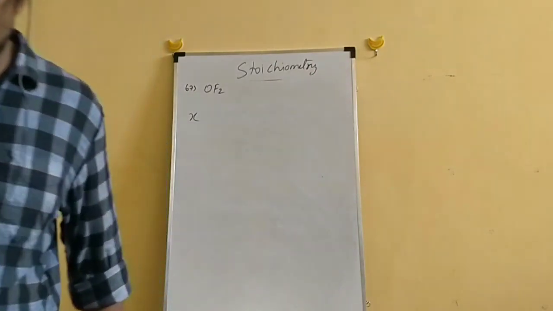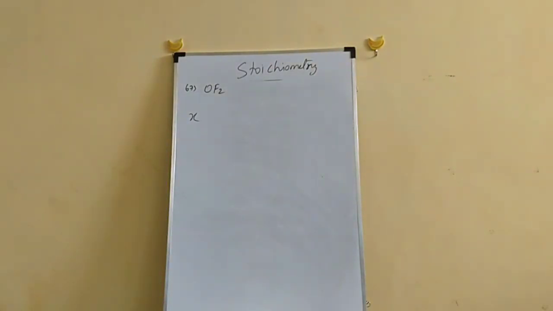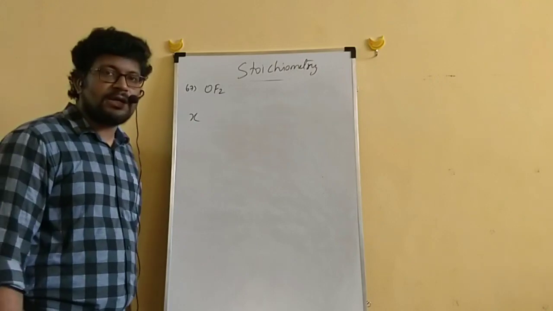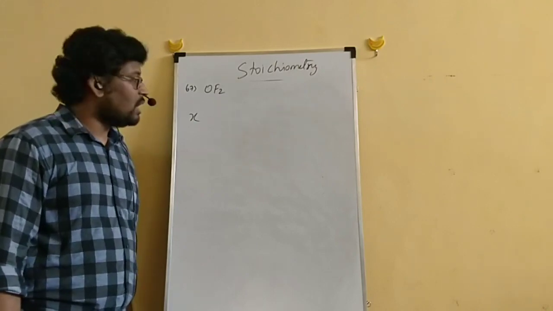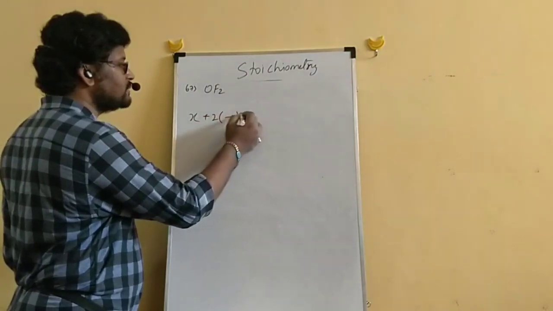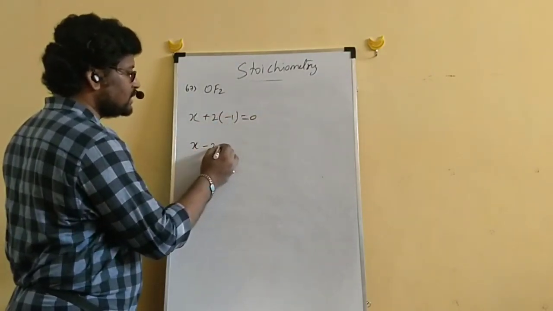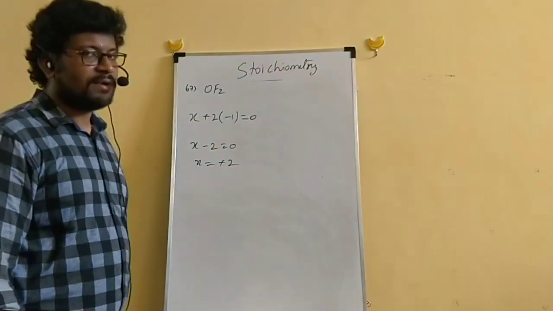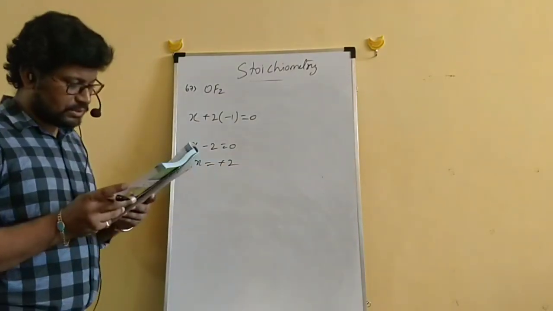Just 1 minute, ma. Okay. Fluorine is the most electronegative atom with oxidation state minus 1. How many fluorines are there, ma? 2 fluorines. Plus 2 into minus 1 is equal to 0. X minus 2 is equal to 0. X is equal to plus 2. So what is the oxidation number of oxygen in OF2? Plus 2.